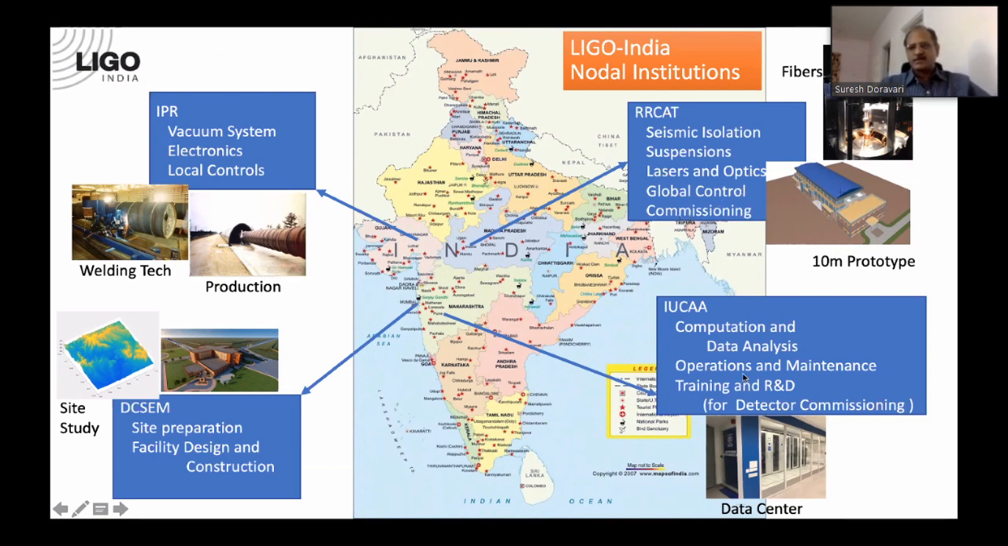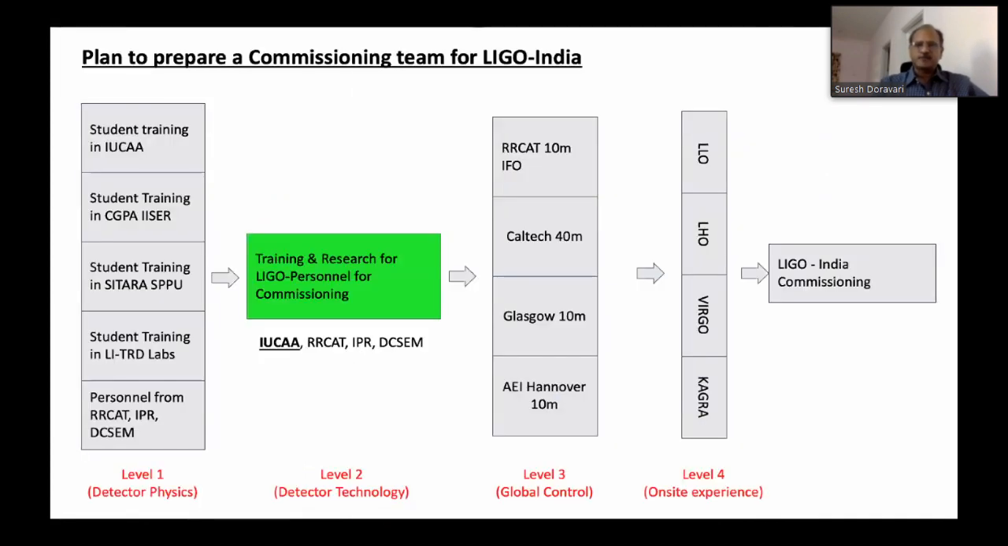IUCAA is largely concerning itself with computation and data analysis, operations and maintenance, training and R&D for detector commissioning. And because of this last feature, anyone who wants to join the community would ideally interface with IUCAA, because that is the first step towards learning the technology and obtaining the training that you need to join this community.